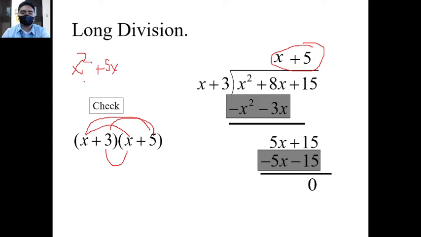Then your inner term, which is 3 and x. Isn't it? So you're going to multiply 3 to your x. So it will become 3x. And lastly is your last term. Which is your last term? It is 3 and 5. So 3 multiplied by 5, the answer will be 15.